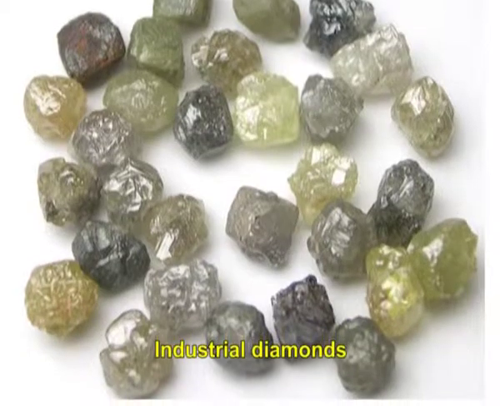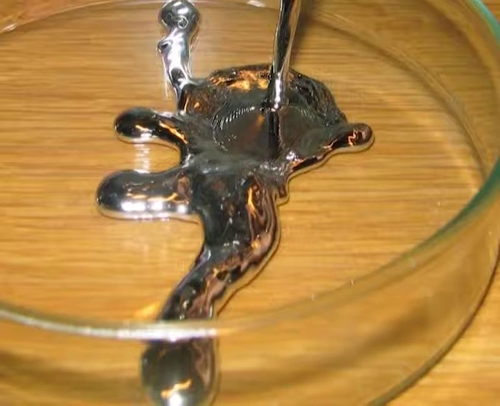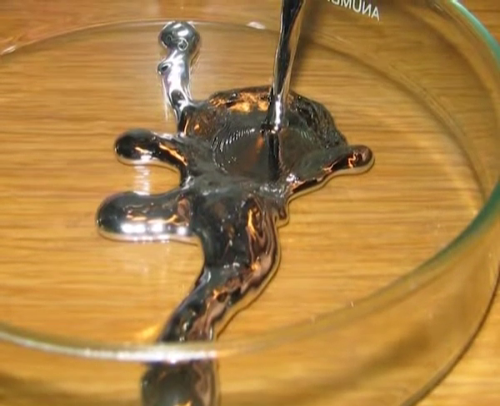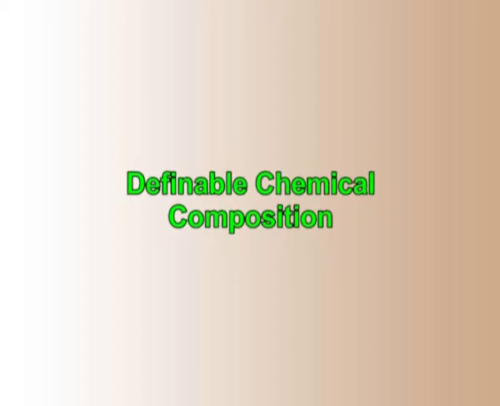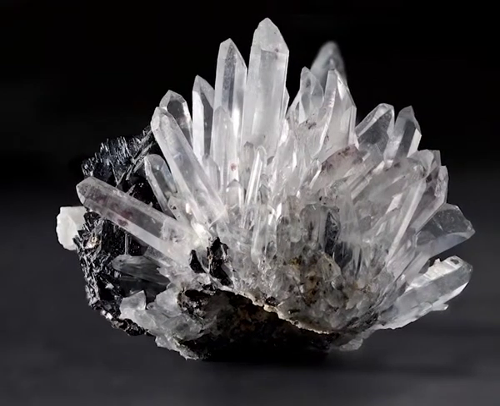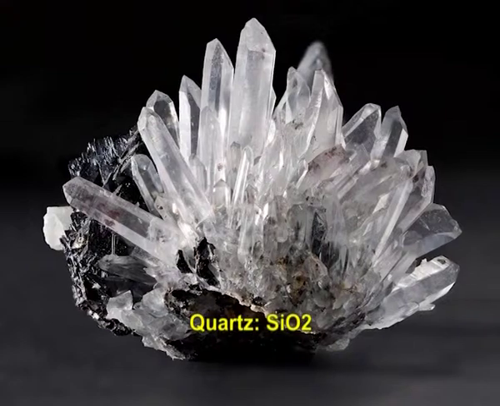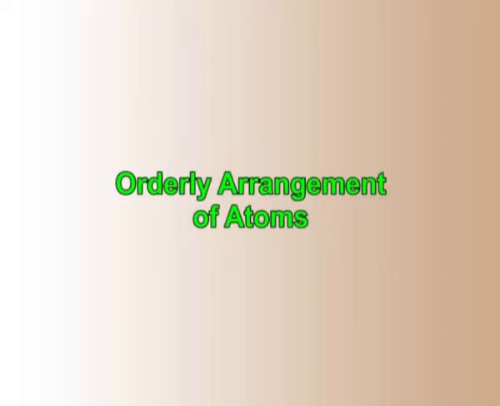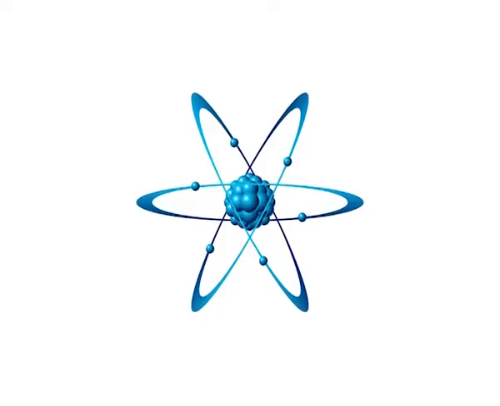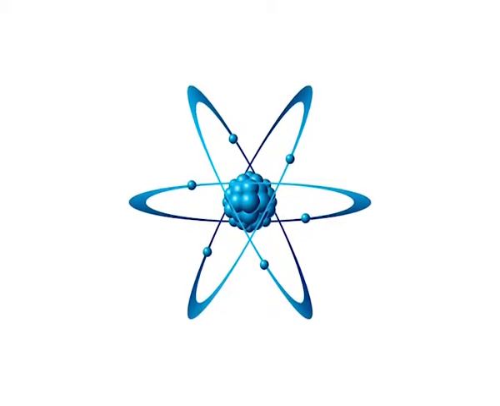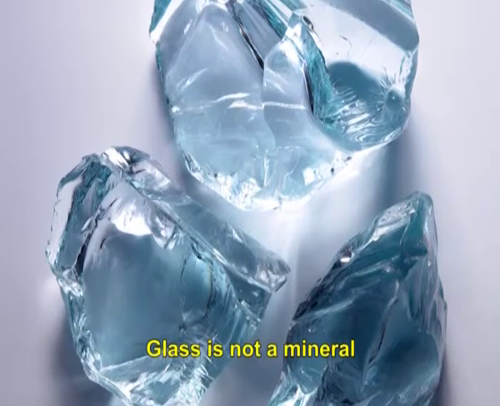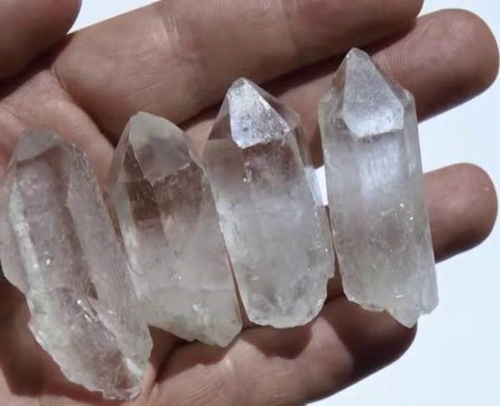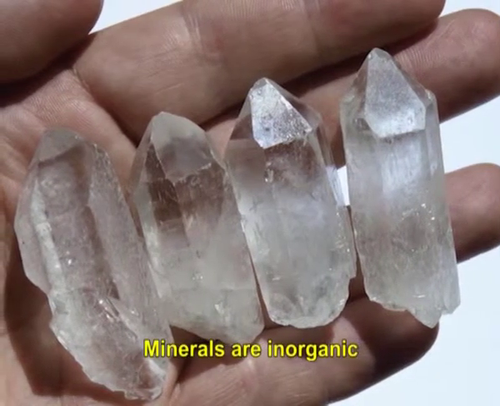Example, industrial diamonds. Solid: minerals must be able to maintain a set shape nearly indefinitely. Liquids are not minerals, exception mercury. Definable chemical composition: a mineral can be described by a chemical formula. Example, quartz SiO2, diamond C, carbon. Orderly arrangement of atoms: minerals have a fixed atomic pattern that repeats itself over a large region relative to the atom. A glass is not a mineral because it has no organized structure. Generally inorganic: only a few organic substances are considered minerals. All other minerals are inorganic.